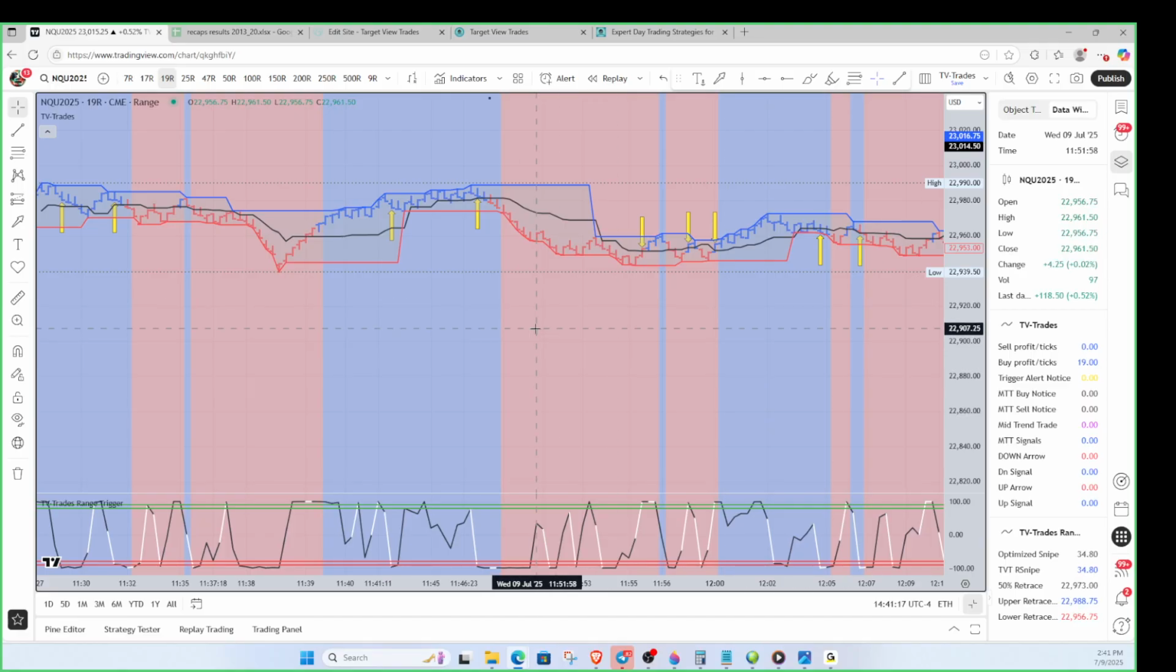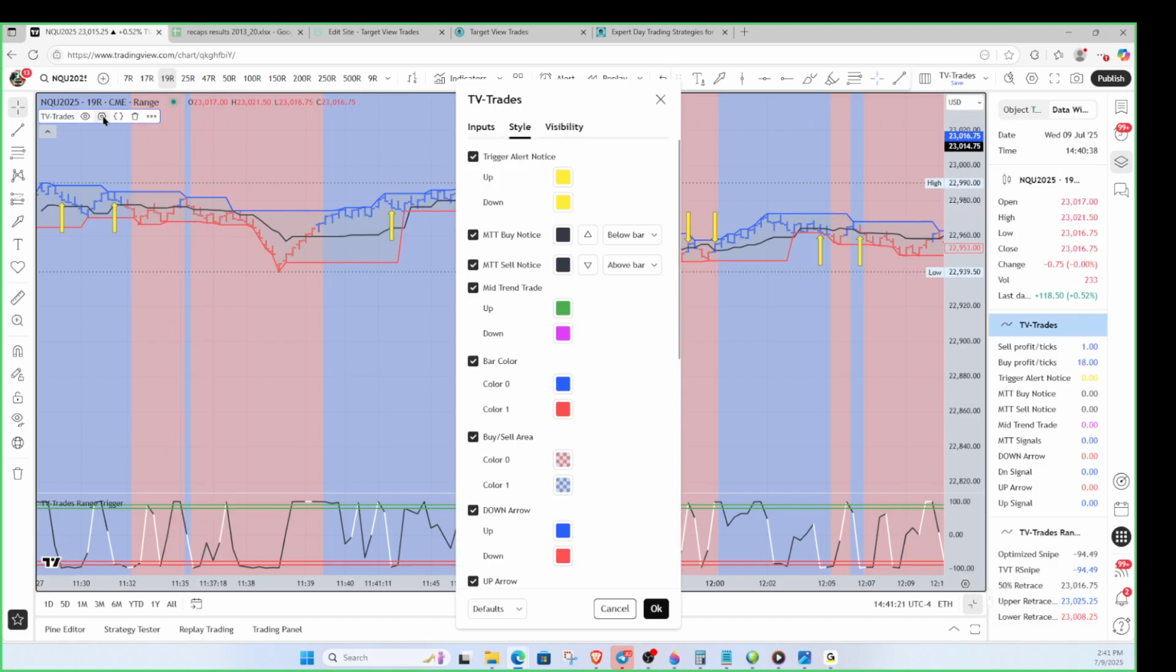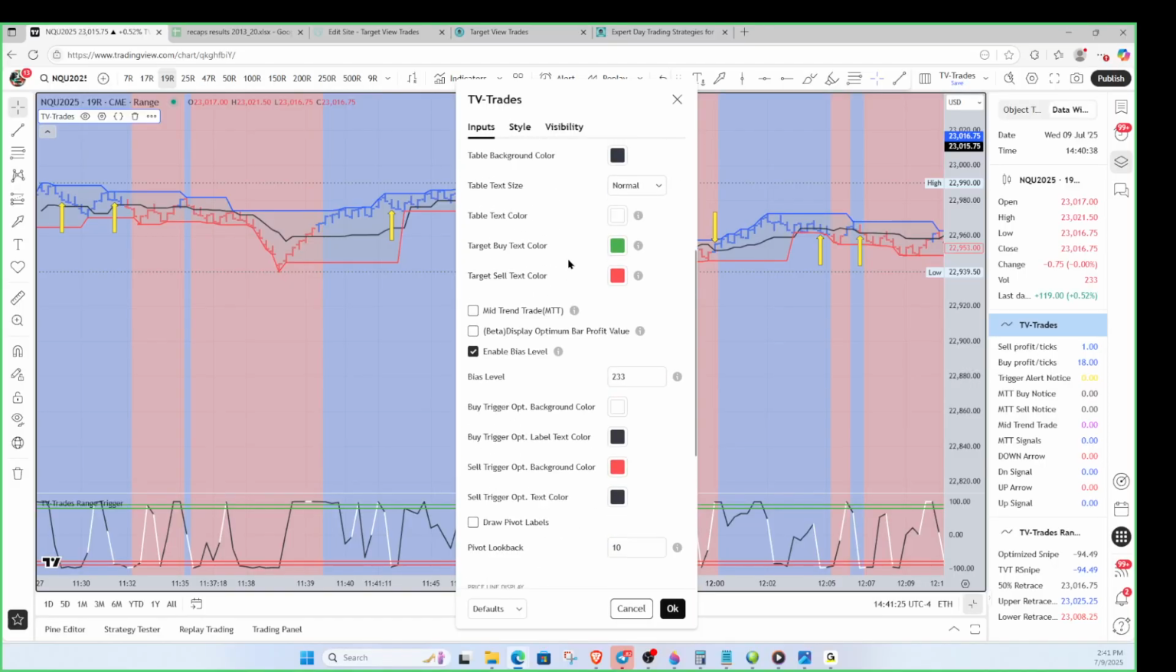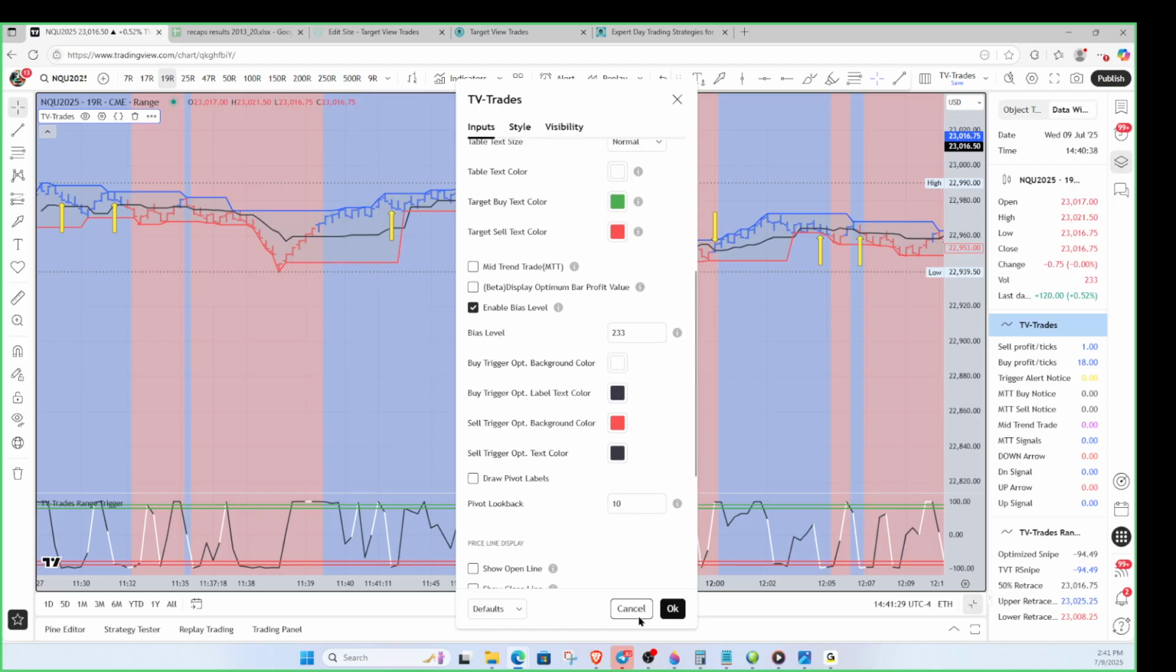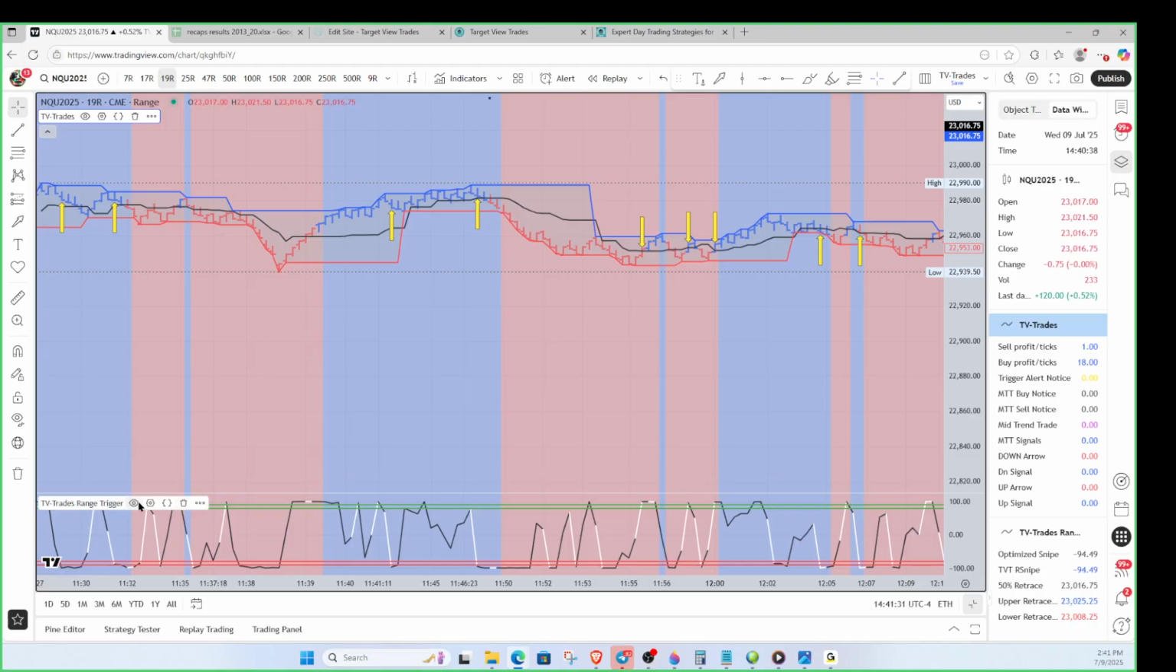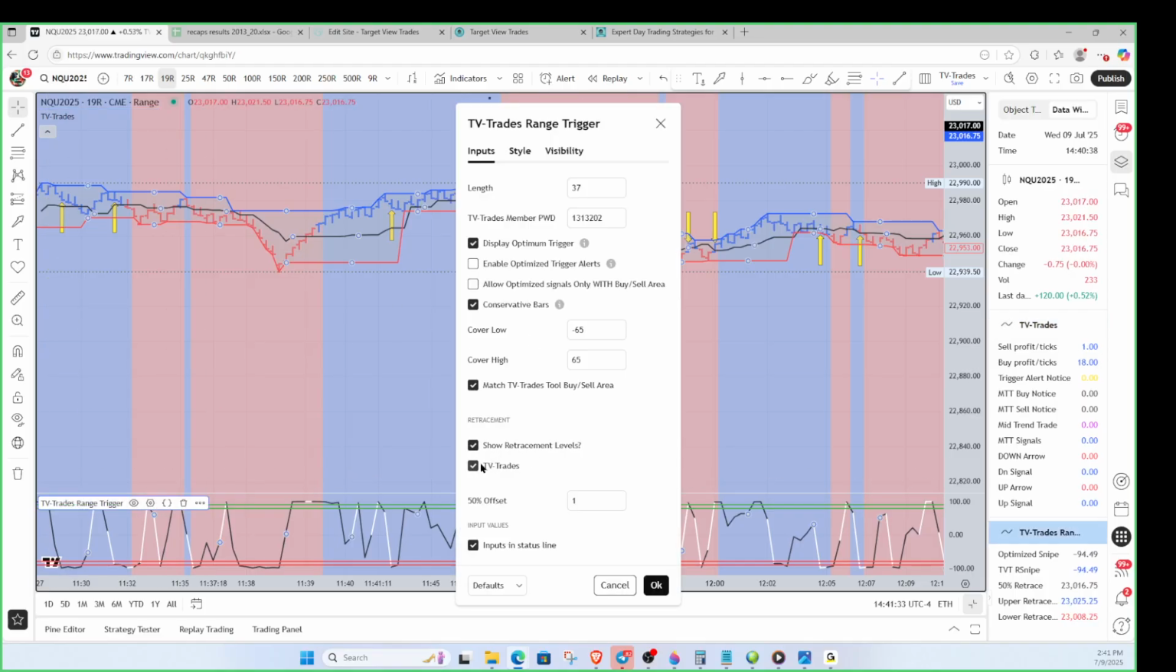Where's my YBR? I don't use the YBR when I'm doing TV trades. You can put that on if you want to, that's for people that are doing trading IQ. But when you're doing just TV trades, I don't need to look at that. When you're doing just TV trades, come down here and make sure you have TV trades checked here. By default it is. Make sure you have that checked.